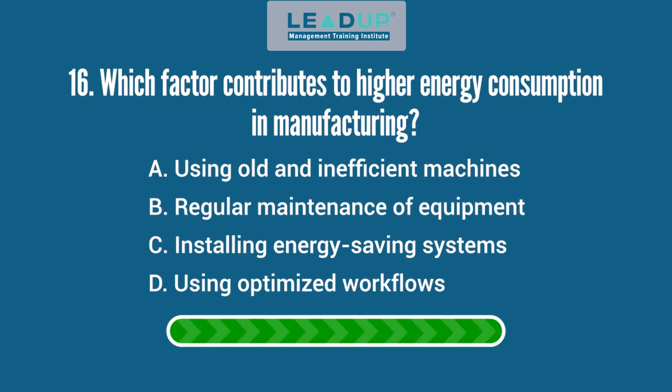Question 16. Which factor contributes to higher energy consumption in manufacturing? A. Using old and inefficient machines. B. Regular maintenance of equipment. C. Installing energy-saving systems. And D. Using optimized workflows. The answer is using old and inefficient machines.